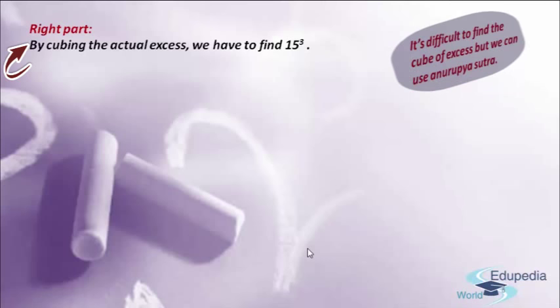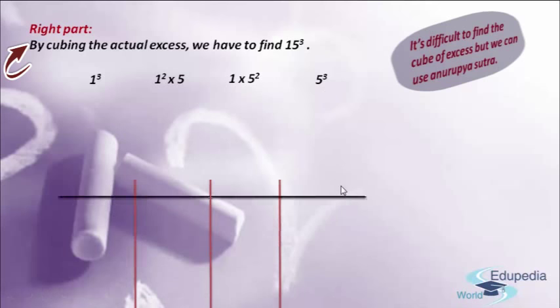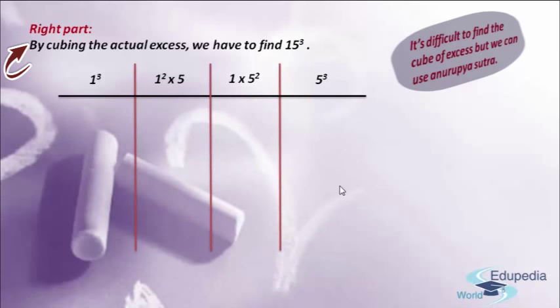Friends, I hope you remember using Untitled Sutra in finding the cube of a 2-digit number. And of course we have seen many examples of how to use this sutra. But now here I am using this sutra very briefly. At first I am writing here 1 cube, 1 square into 5, 1 into 5 square and 5 cube. After that I am going to place some horizontal and vertical bars like this.